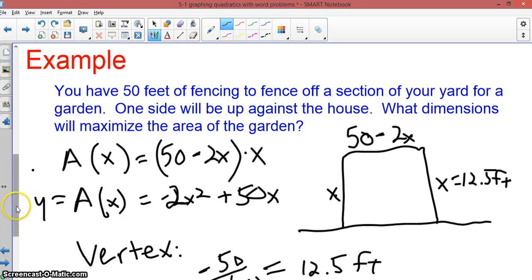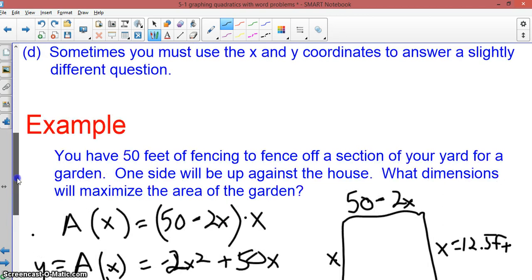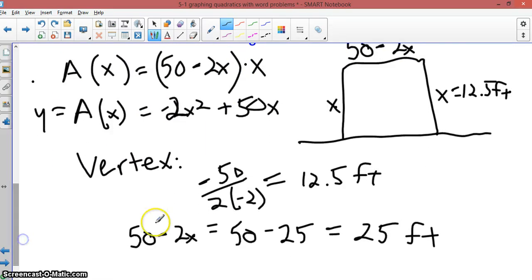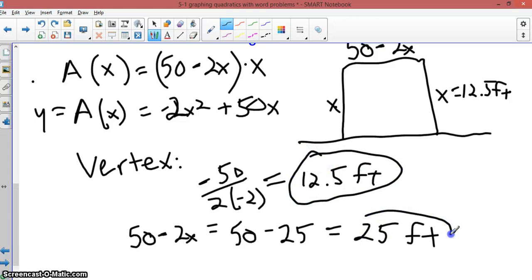Or they could be asking for something different, which is the situation we had here, because we had to find not only the x-coordinate of the vertex, we actually had to find the other dimension as well. All right, so there you go. Hopefully that is helpful. Really only a couple of word problems we'll do tomorrow together.